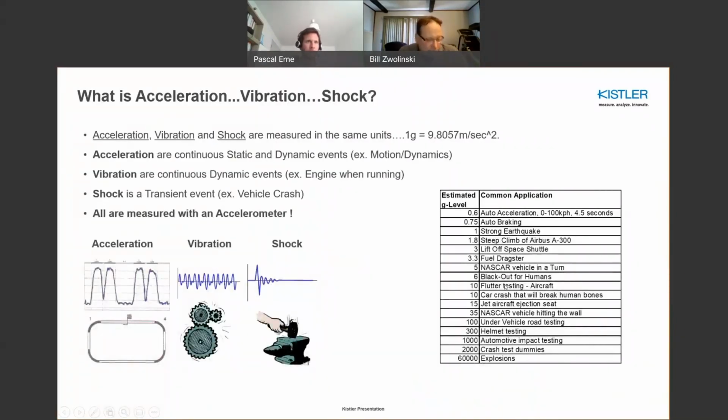Then lastly, acceleration. I'm closing on my allotted time, but vibration and shock and acceleration are all similar terminologies. Acceleration basically includes, I'll say, DC components as well as AC components. Vibration is purely a continuous AC coupled event, dynamic event, whereas shock is a short duration transient event. So those all can be measured with an accelerometer.